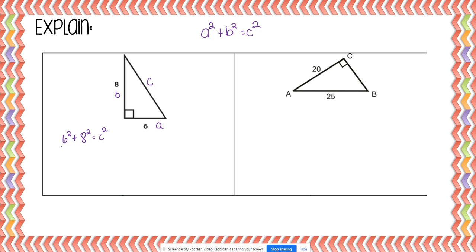Well, 6 squared means 6 times 6, which is 36. 8 squared means 8 times 8, which is 64, and all of this equals C squared. 36 plus 64 is 100, so now I have 100 equals C squared. Now, my goal is to get C by itself, but right now C has an exponent with it. So since it's an exponent of 2, I can get C by itself by doing the inverse, which is taking the square root of both sides. The square root of 100 is 10, and the square root of C squared is C.